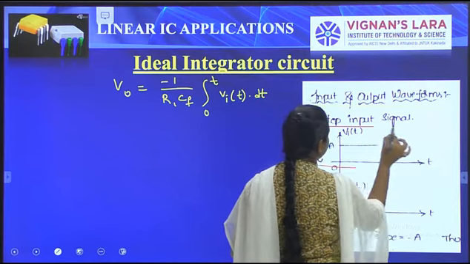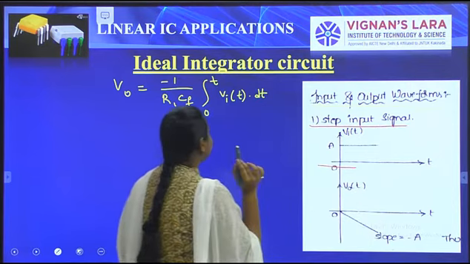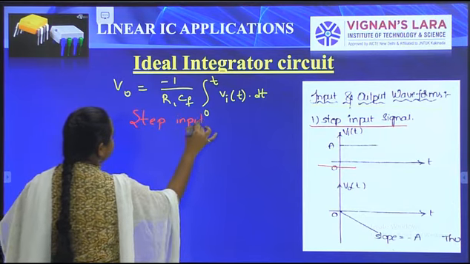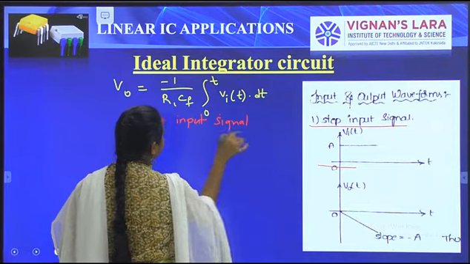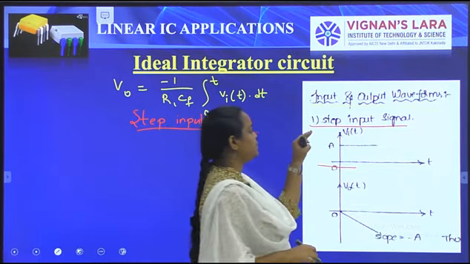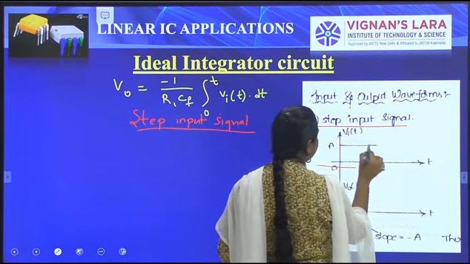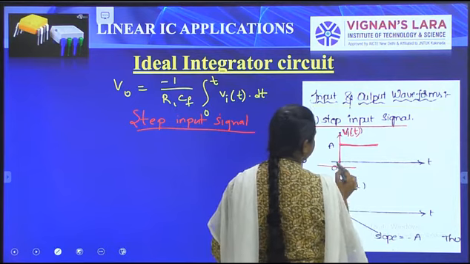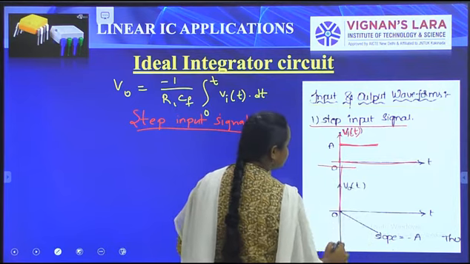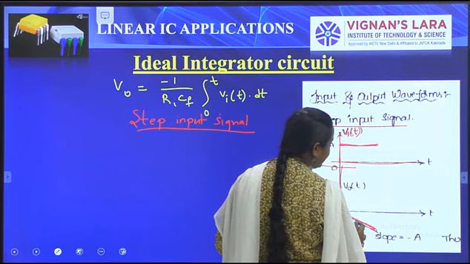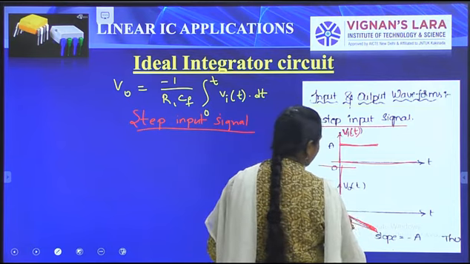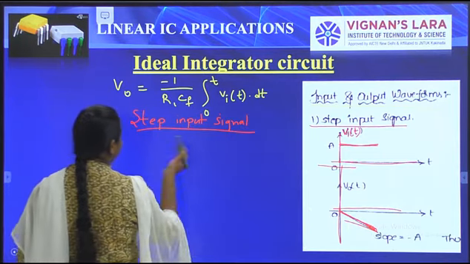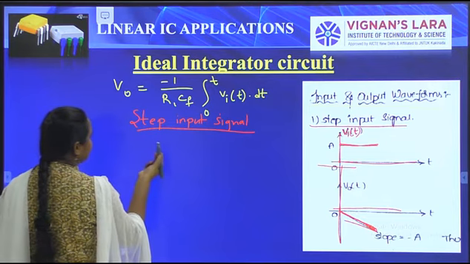When the input is a step input signal, here in the input we are giving the step input. VA of t is a step input signal. Here we are giving the input signal, but the output is a minus slope, minus A t. So the output V0 of t is minus A t. So how can we get it? By using this simple step input signal, the output is like this.